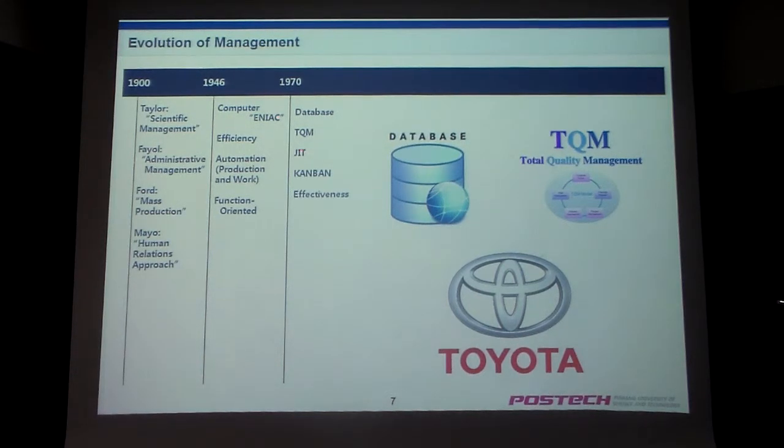And there is TQM, total quality management, and JIT, just in time. And Toyota, which is still one of the largest automobile companies in the world, introduced JIT, just in time, and the Kanban system in the mid-70s, which is a big advancement of process. In a sense, it's process innovation. And the concept of effectiveness started, as opposed to efficiency.